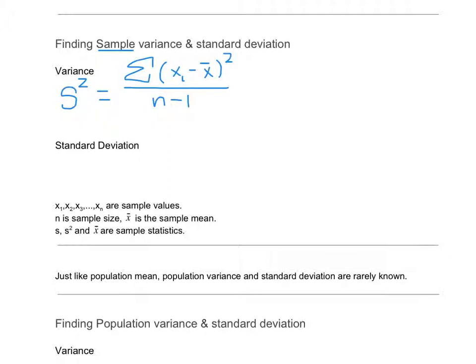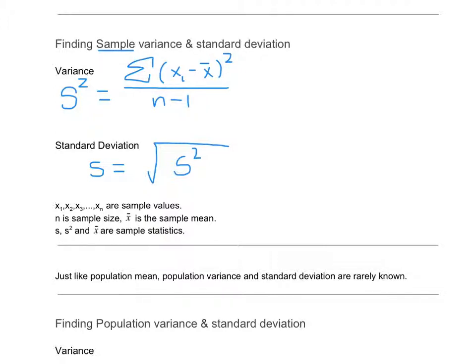Okay, so the standard deviation then is going to be denoted with S, and that is simply the square root of the sample variance. So the square root of S squared. And then we just have some reminders there. What we're looking at is the sample values x1 up through xn. N is the sample size, x bar is the sample mean. And we want to remember that S squared and x bar are sample statistics. So they are based on values that come from a sample, from a population.